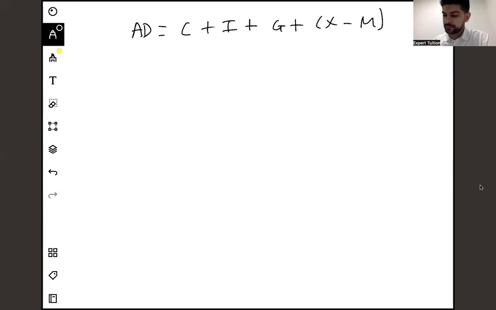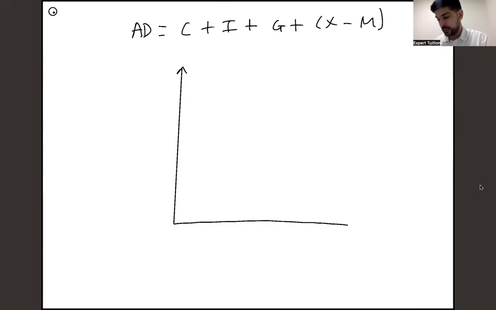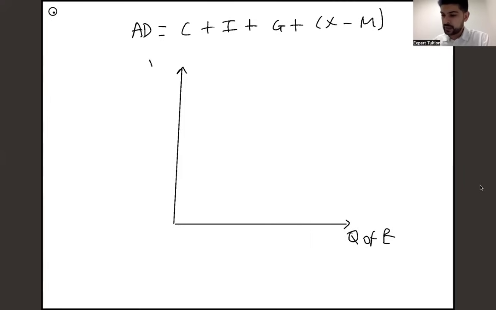So let's draw it over here. In the foreign exchange market, people are buying and selling currency on a minute by minute basis, second by second even. So we have the quantity of pounds over here, and this is the price of pounds in any other currency. So let's just do dollars, okay? And here is the supply of pounds.